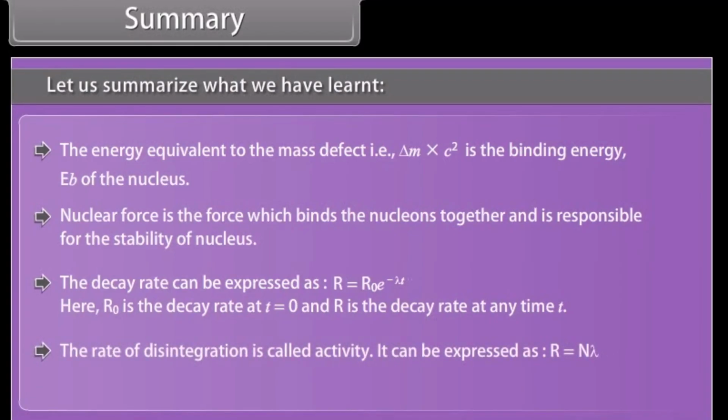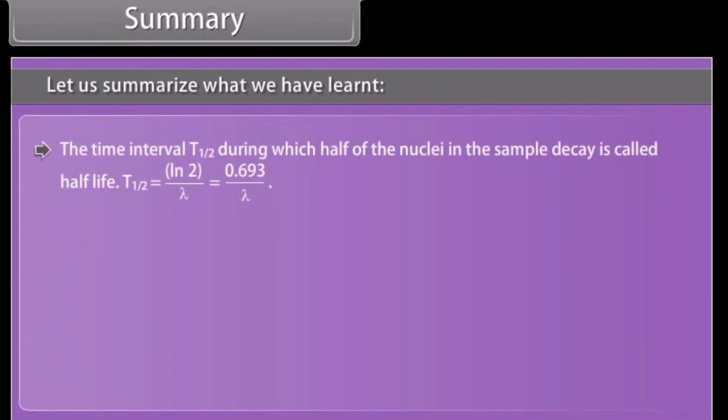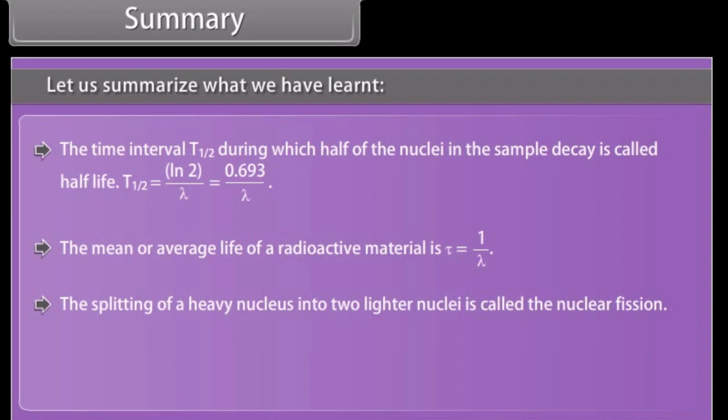The rate of disintegration is called activity. The SI unit for activity is becquerel. The time interval t½ during which half of the nuclei in the sample decay is called half-life. The mean or average life of a radioactive material is also defined. The splitting of a heavy nucleus into two lighter nuclei is called nuclear fission.